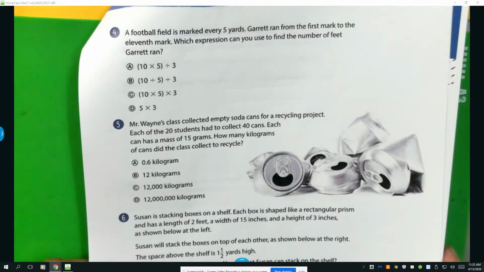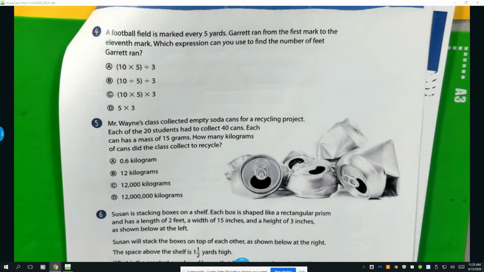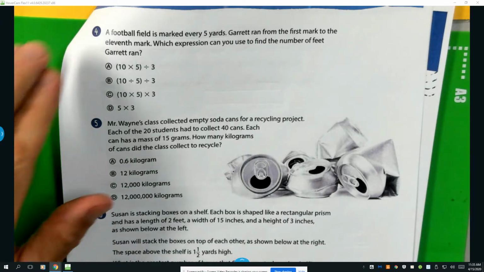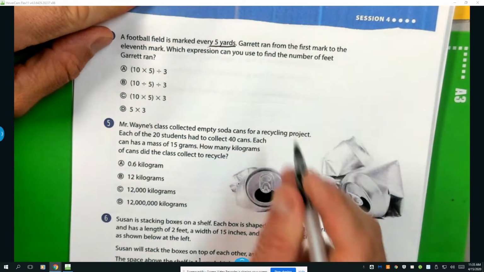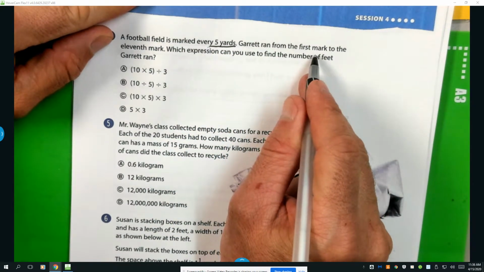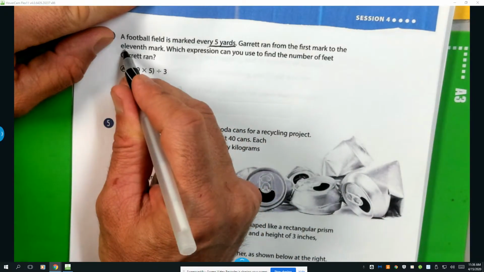So, number 4. A football field is marked every 5 yards. Garrett ran from the first mark to the 11th mark. Which expression can you use to find the number of feet Garrett ran? Okay, this is a little bit better question. Okay, so let's just write some things we know. So we've read it once. Let's find some things that we know. A football field is marked every 5 yards. Okay, Garrett ran from the first mark to the 11th mark.